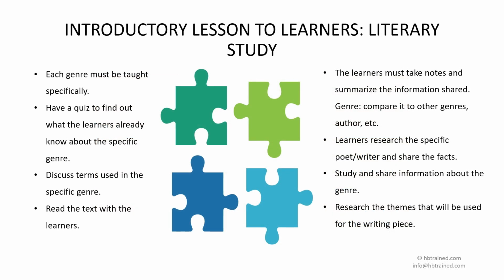Introductory lessons to learners, literary study. Each genre must be taught specifically. Have a quiz to find out what the learners already know about the specific genre. Discuss terms used in the specific genre. Read the text with the learners. The learners must take notes and summarize the information shared. Genre: compare it to other genres, the author, etc.